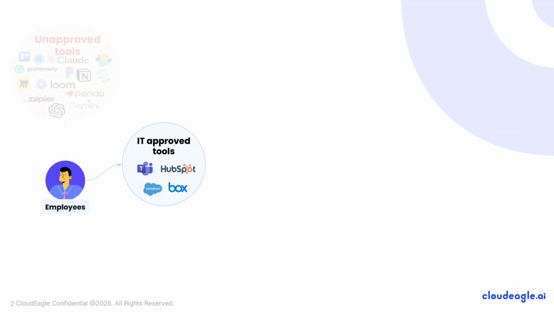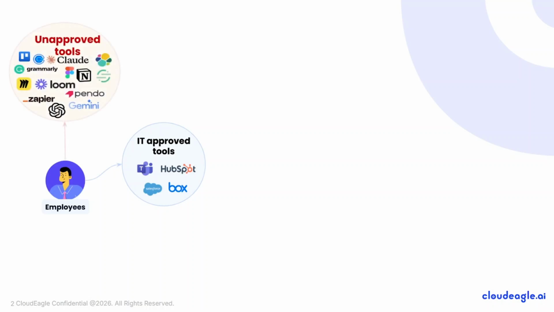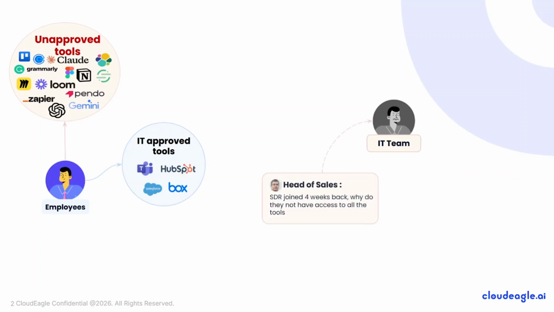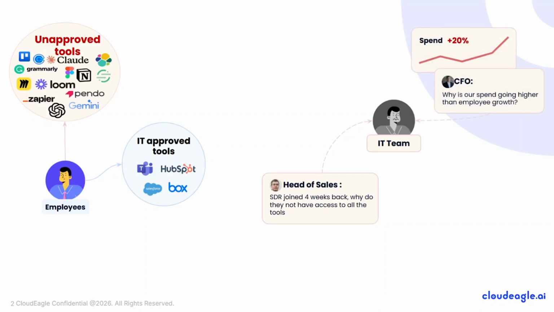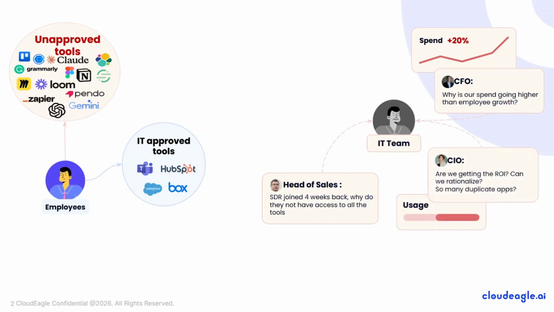IT teams today face major challenges. They're responsible for security, compliance, and spend, but they no longer control which tools employees adopt. The CFO is questioning why SaaS spend is rising faster than headcount. The CISO needs user access reviews for SOX audits. The CIO wants to understand ROI and reduce duplicate apps.